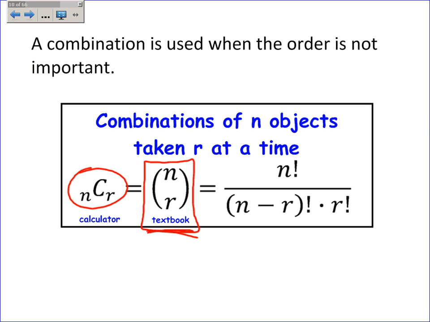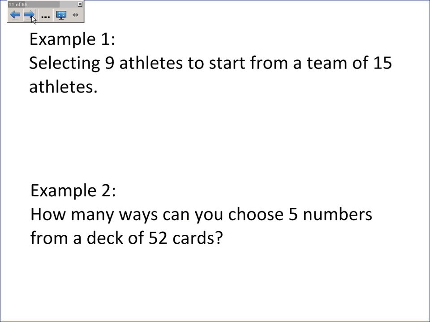Okay, the formula is similar to the permutation formula. We're just dividing by r factorial. And the reason for that is we're subtracting out all the ways that those r objects that we chose can be ordered. And so now we're dividing by an extra r factorial to get the number of combinations of r objects out of n objects. Okay, so if you're selecting 9 athletes to start from a team of 15 athletes.